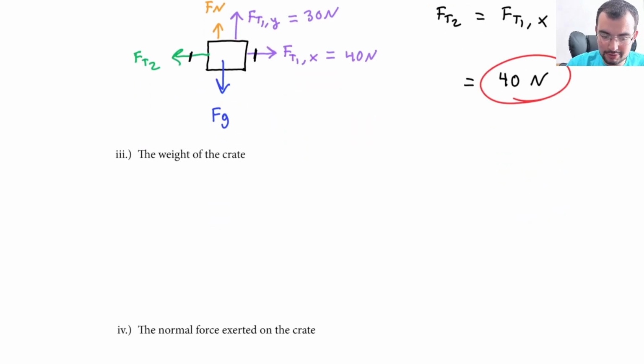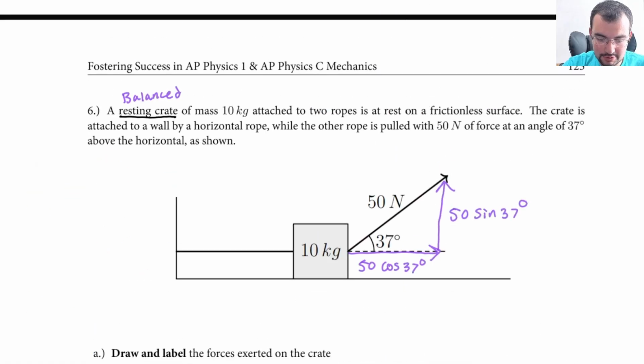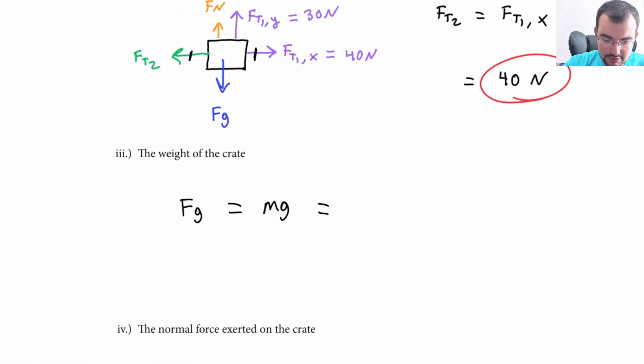All right, now we're going to deal with the weight of the crate. This is the most free thing of all time because weight is just mg, and the crate, what are you, something nice? Oh, 10 kilograms, very nice. 10 kilograms, 10 newtons down for every kilogram, so 100 newtons of force.